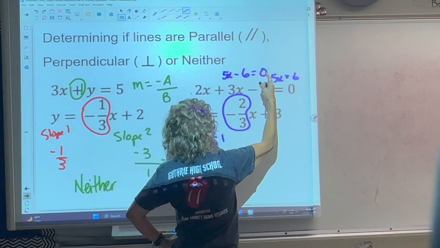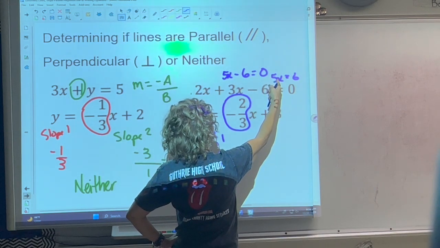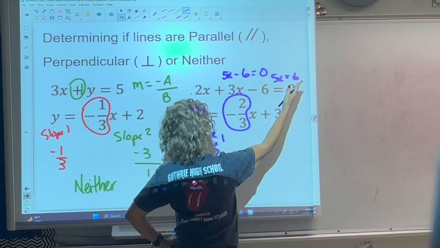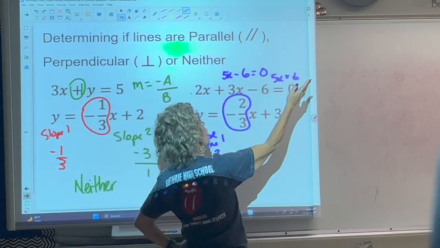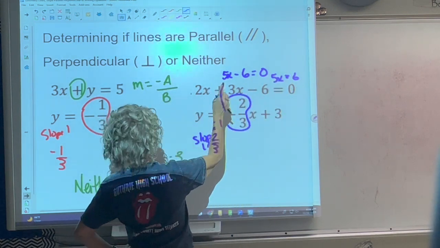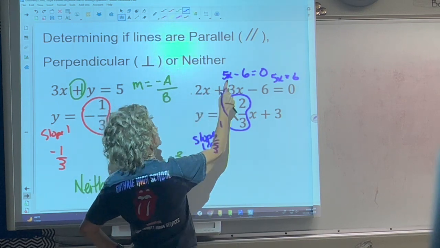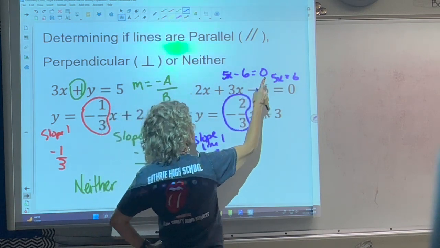Oh, gee. A is going to be 5. B is going to be 0. Okay? So, because y isn't there at all. So I almost screwed up. I didn't pay attention to how it was written. 2x plus 3x. Okay? That's 5x.